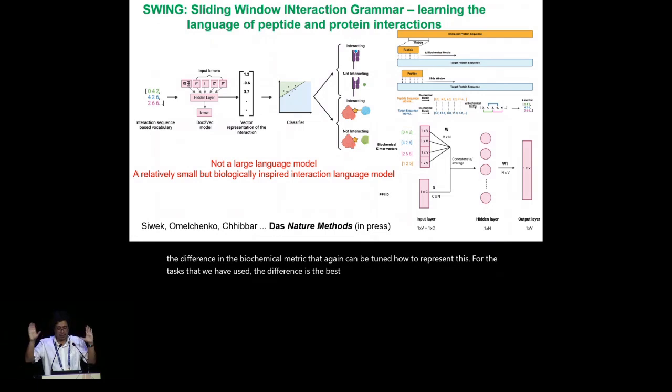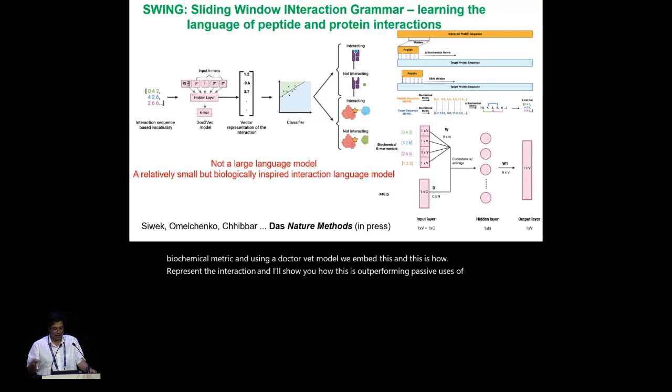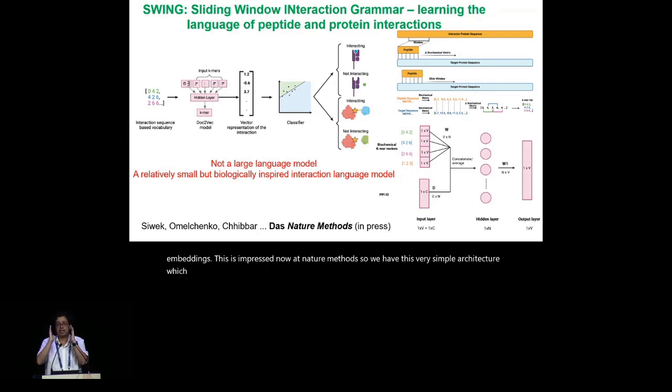So we now come up with this delta biochemical metric, and using a doc2vec model, we embed this. And this is how we represent the interaction. And I'll show you how this is outperforming passive uses of PLM embeddings. This is in press now at Nature Methods. So we have this very simple architecture which captures the actual language of an interaction. It is not passively using PLM embedding. So you're not embedding the individual proteins and concatenating them, or concatenating the sequences and embedding. You are actually trying to encode the interaction.